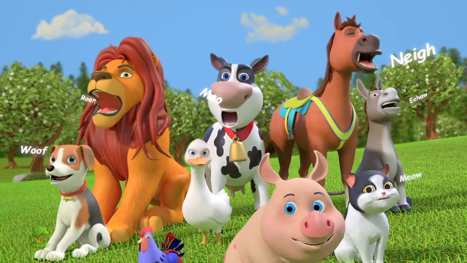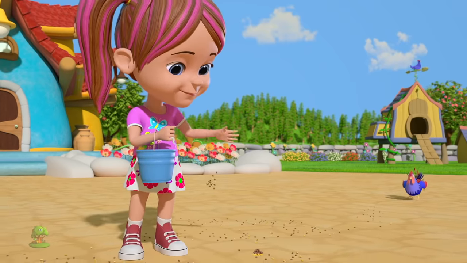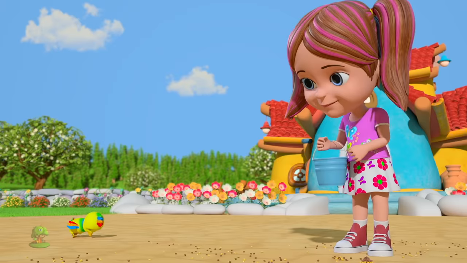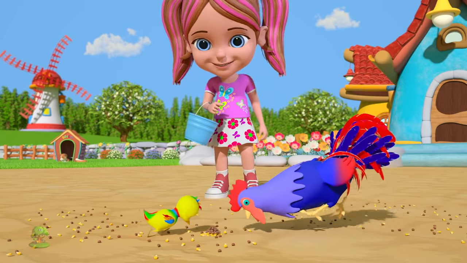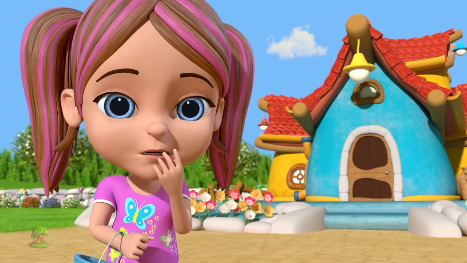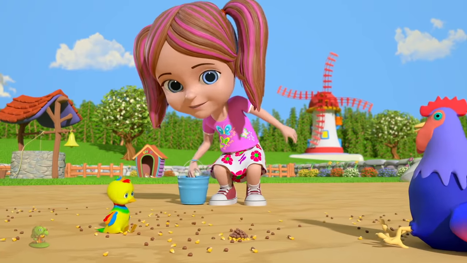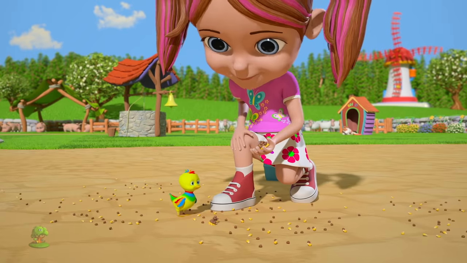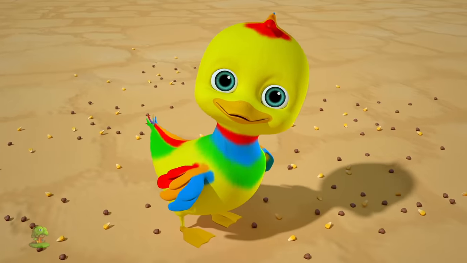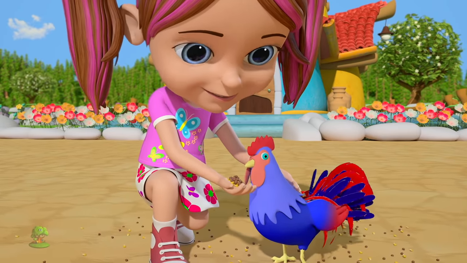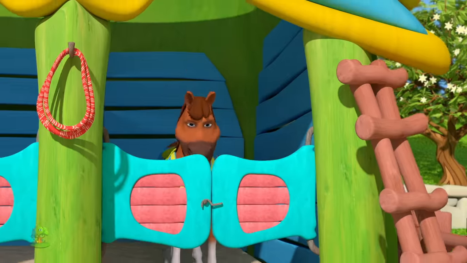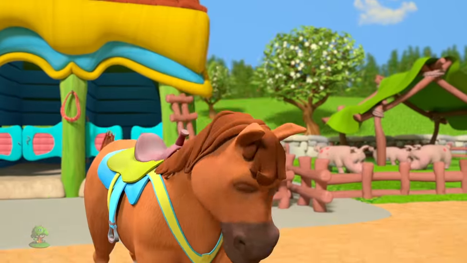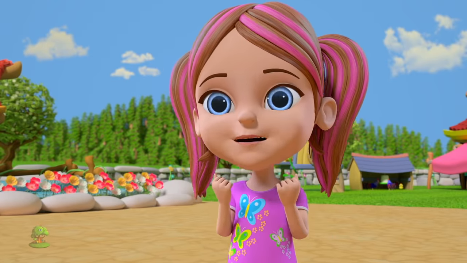Let's make some animal sounds. Come along. The hungry little duck goes quack, quack, quack. The roly-poly hen grunts quack, quack, quack. The horse in the stable goes nay, nay, nay. And we all say quack.